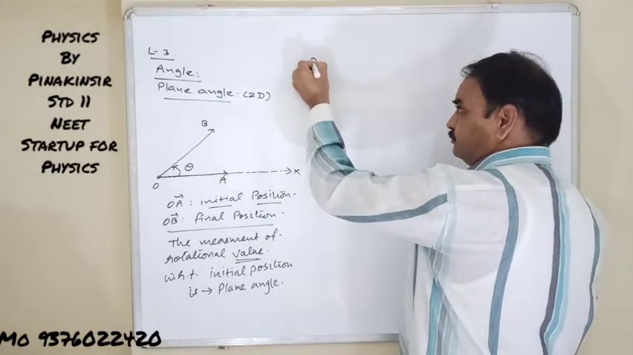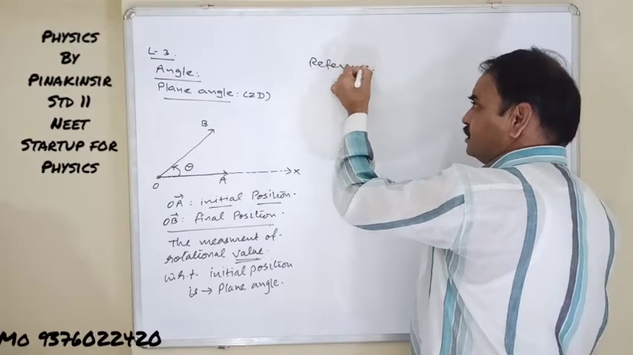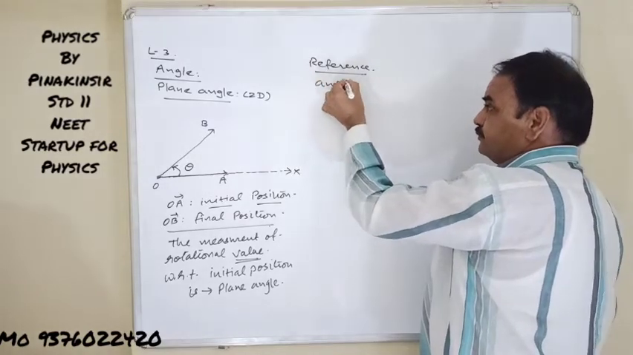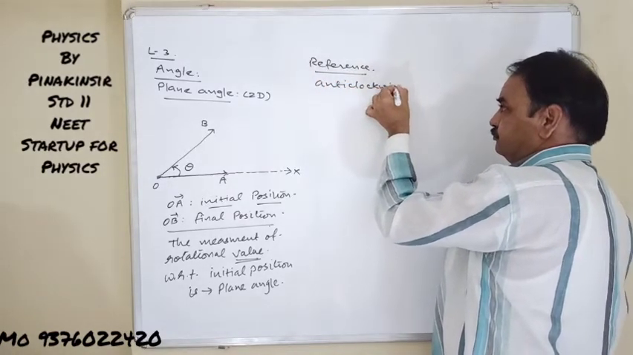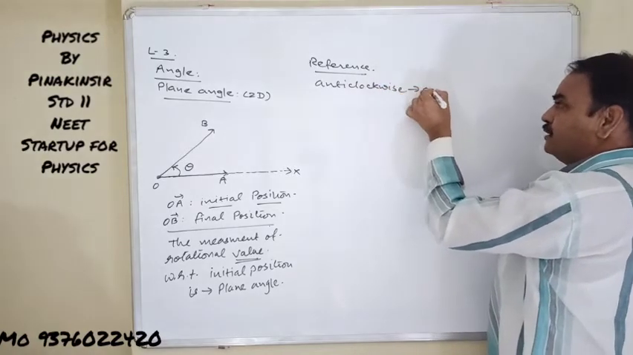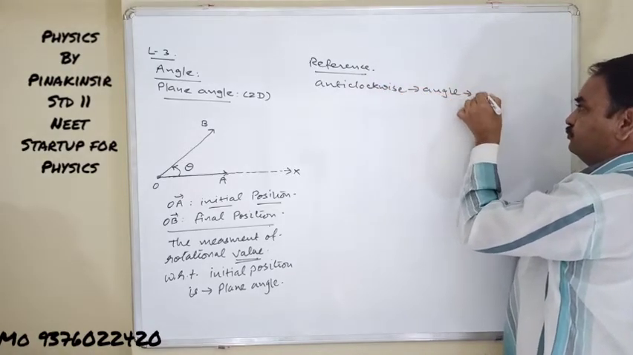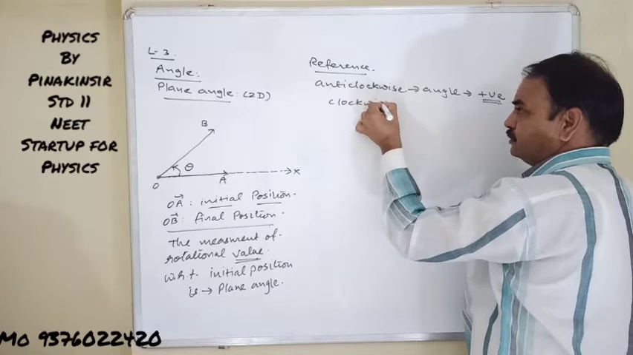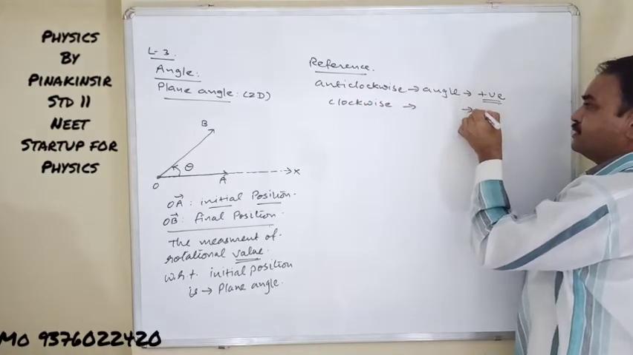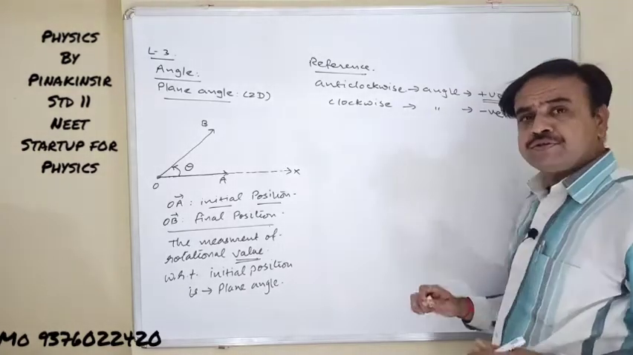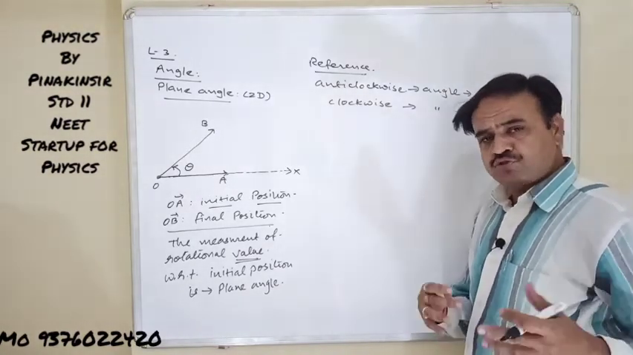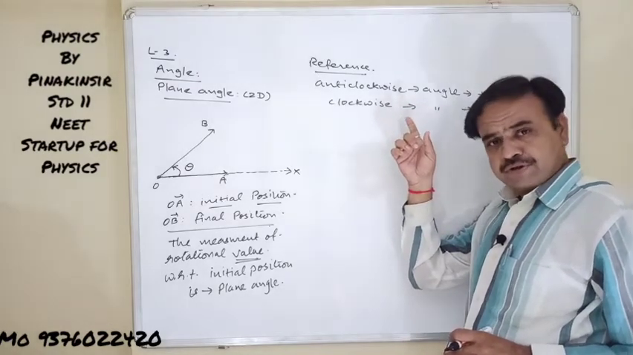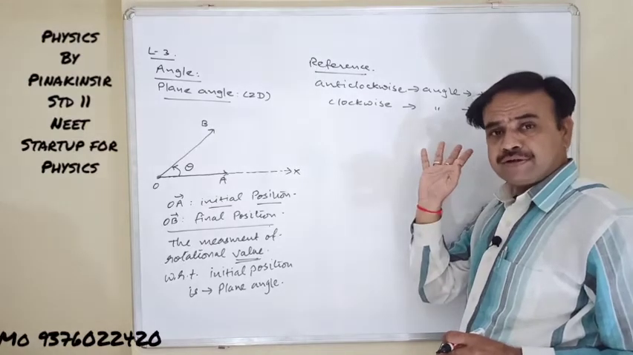One reference should be there in mind: if that ray rotates anti-clockwise, then the angle must be taken positive, and if it is rotating clockwise, then the angle must be taken as negative. This is tradition, it is a reference only, the choice is yours. But in most cases, anti-clockwise rotation is taken as positive and clockwise rotation is taken as negative.